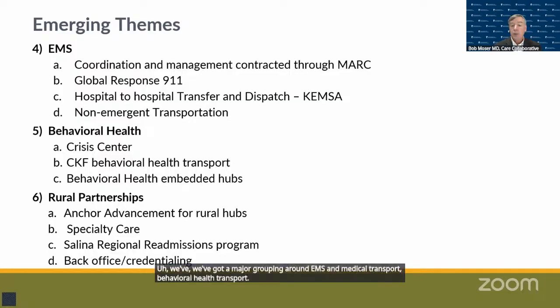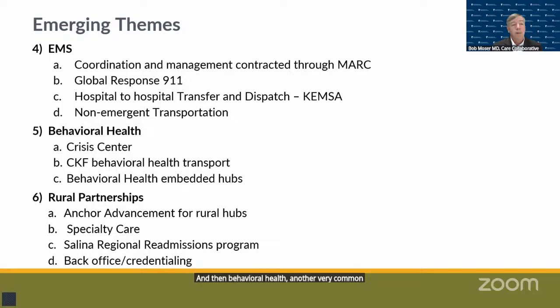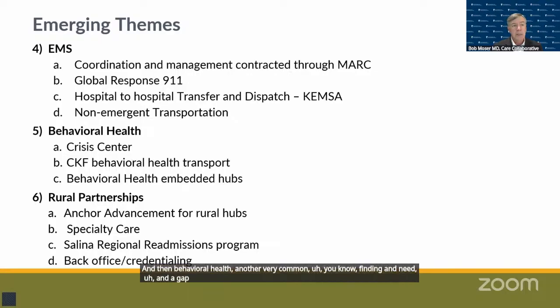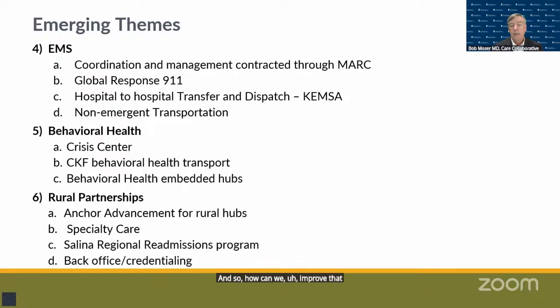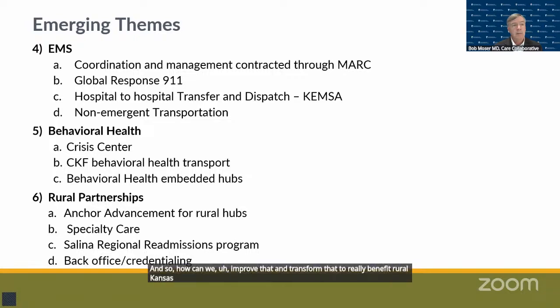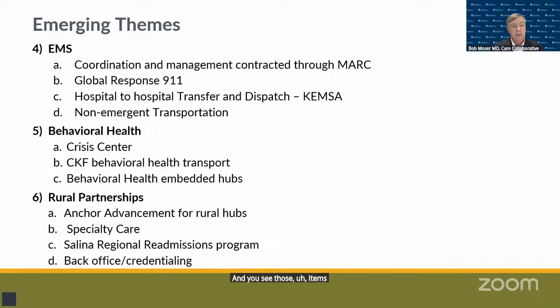And then behavioral health, another very common finding and need and a gap in many of the community health assessments being done. And so how can we improve that and transform that to really benefit rural Kansas, but likely would benefit Kansas as a whole? And you see those items listed under that.